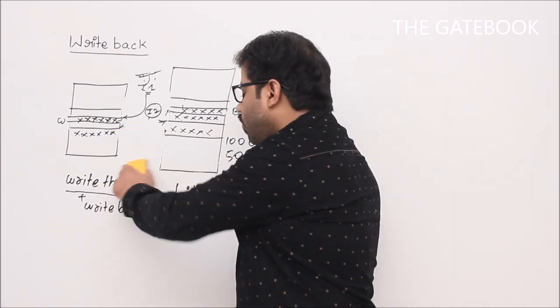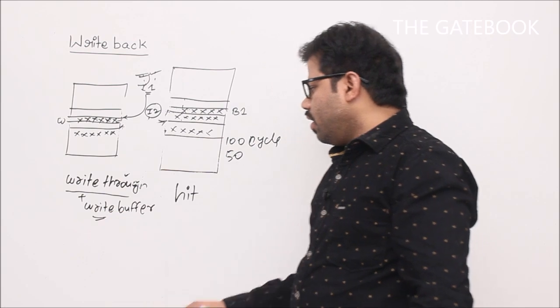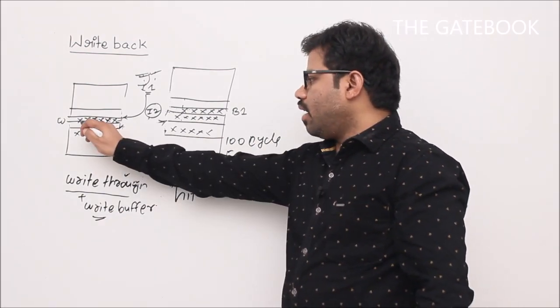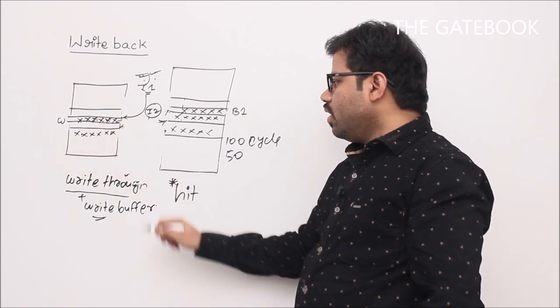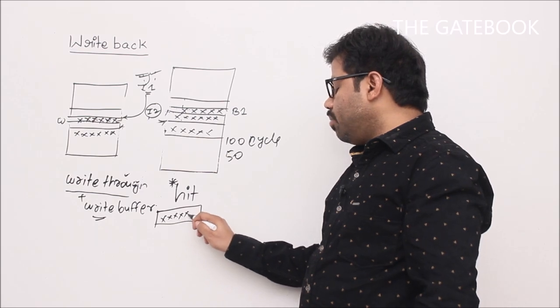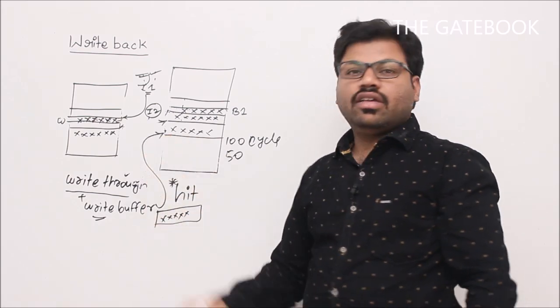Now we have not completely discussed the write buffer, right? Write buffer, finally the hit case. In the hit case, what do we do? We directly come to the cache and update the word, and we keep the data in the write buffer, so that whenever the write buffer gets time, it will write to the memory.